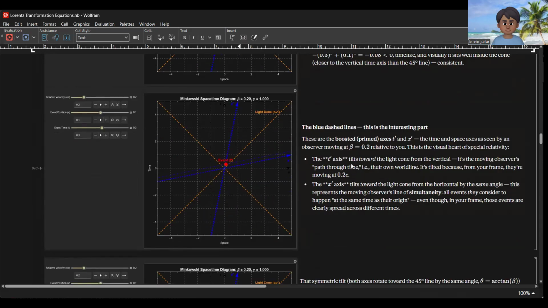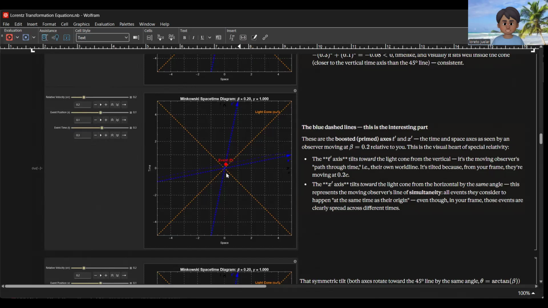So the t prime axis here tilts towards the light cone from the vertical. It's the moving observer's path through time. They're on a world line. It's tilted because from your frame, they are moving at 0.2 of the speed of light.